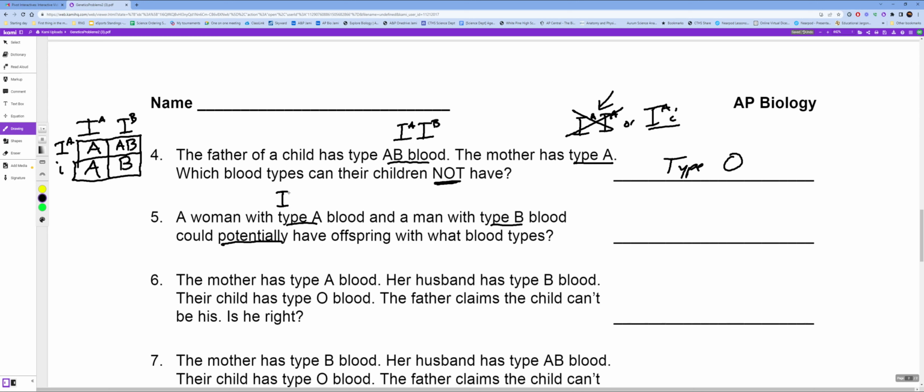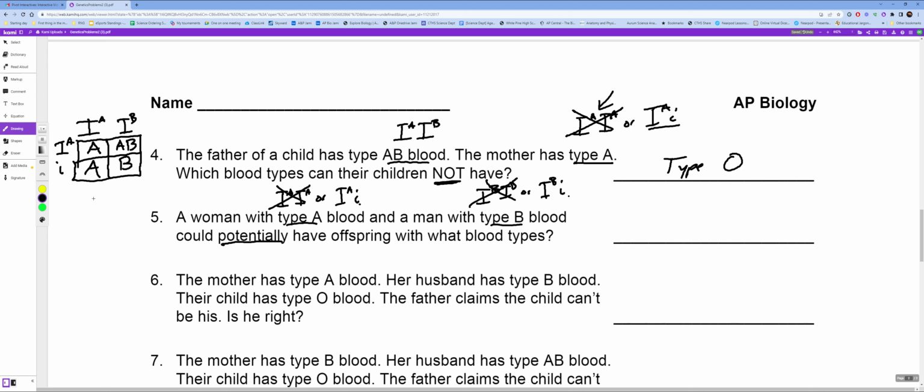Again, IA IA, or IA little i. And then for type B, the same thing, right? IB IB, or IB little i. Now it's asking you about potential right here. So if I use the homozygous IA genotype, it's not really going to tell me anything interesting because I'm going to get the same when I cross it. I'm going to get the exact same thing for both of those rows. Same with IB. So if I'm looking for potential, I want to try it with this little i because that seems more interesting.